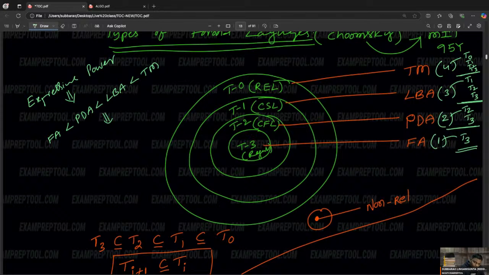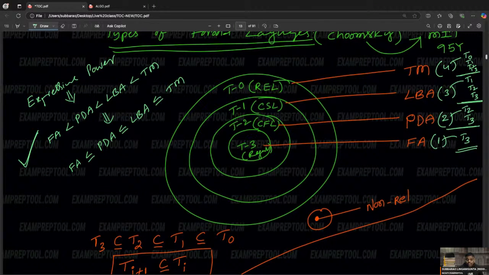Actually, it's a less than. If you want, you can keep less than or equal to also, no problem. Less than works, less than or equal to will also work. In some books, you will see less than or equal to also. That is also working. But actually, this is the actual: LBA expressive power less than or equal to Turing machine. Remember, it is not a subset because it is an integer.